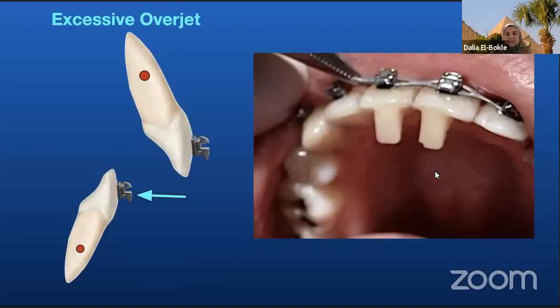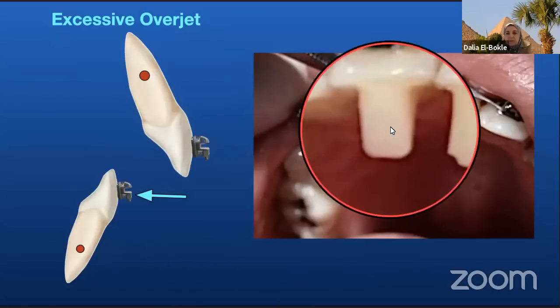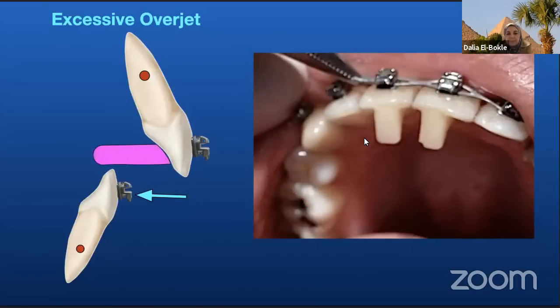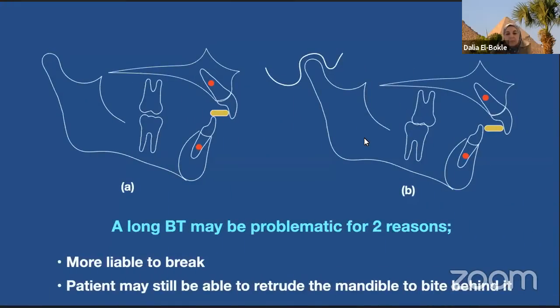Whereas if we have excessive or more increased overjet, then sometimes we may need to extend the length of the turbo even more. And in this case, we will have very long turbos like those ones. But a long turbo may be problematic for two reasons. It may be liable to break, and the patient will come often for you to fix it. And the patient may still be able to retrude the mandible to bite behind it. So my advice here is to avoid those long bite turbos, because if the patient bites behind the long bite turbo, then he might experience some joint pain.